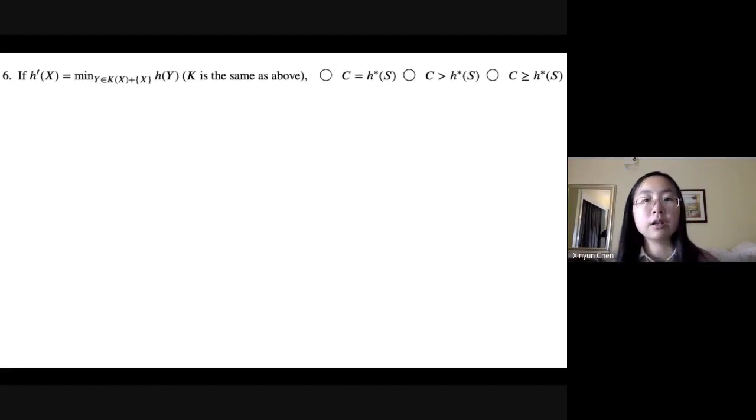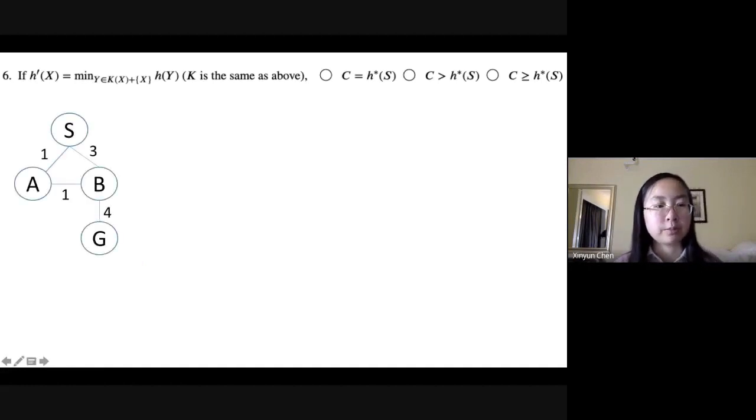Earlier we showed that H-prime is still an admissible heuristic when H is admissible. But when we take the minimum among all these neighbor nodes, this heuristic is no longer consistent, because intuitively it ignores the cost between the node X and its neighbor nodes.